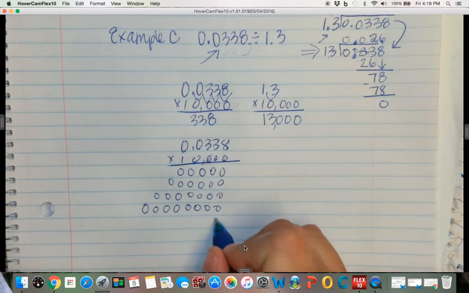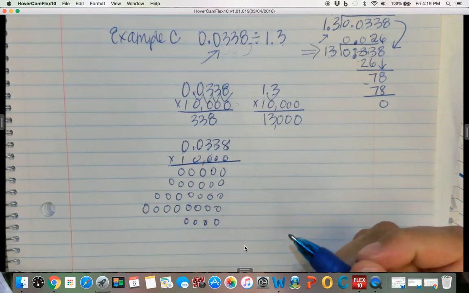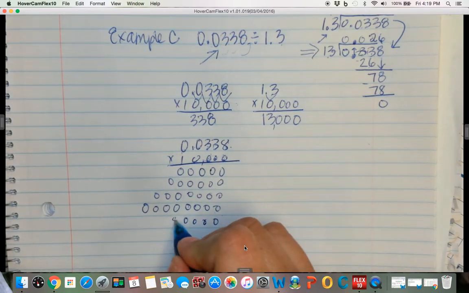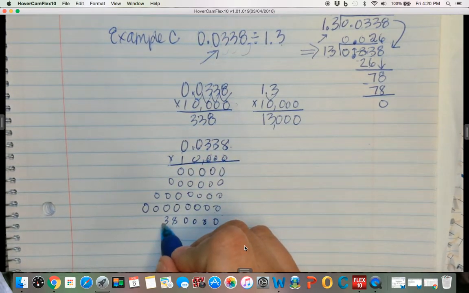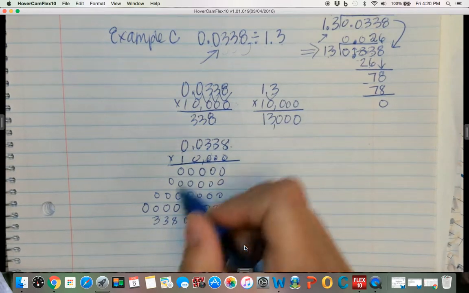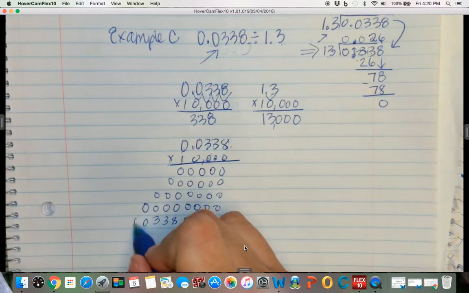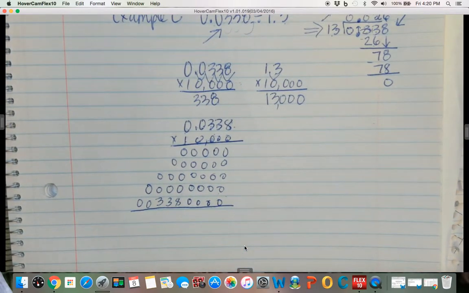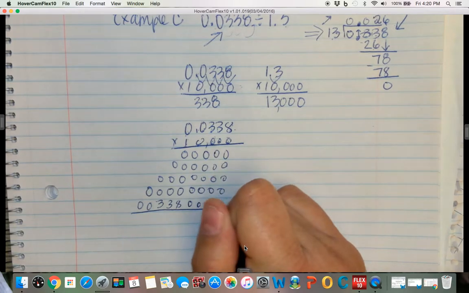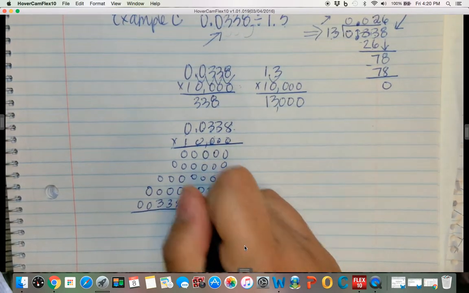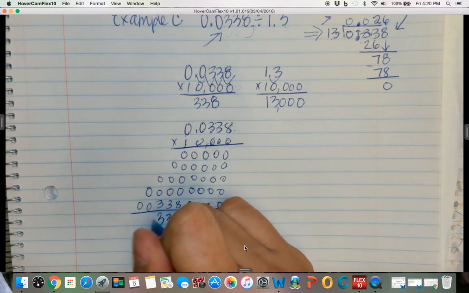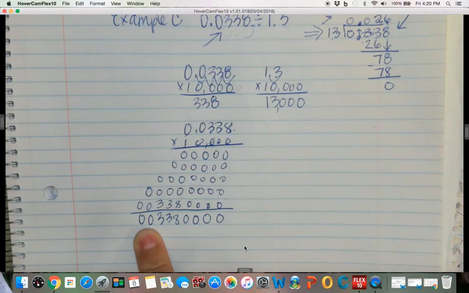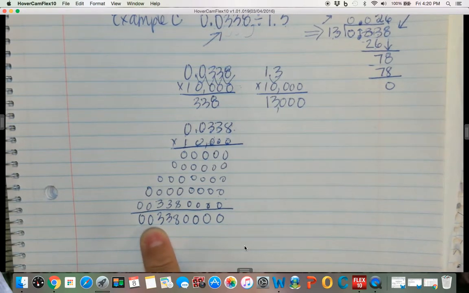Now we're finally on. I have 4 placeholder zeros, because I'm now going to multiply times the 1. Now I have 8. 1 times 3 is 3. 1 times 3 is 3. 1 times 0 is 0. 1 times 0 is 0. Okay? Oh my goodness. Look at all this work that I did. Now, 0, 0, 0, 0, 8, 3, 3, 0, 0.